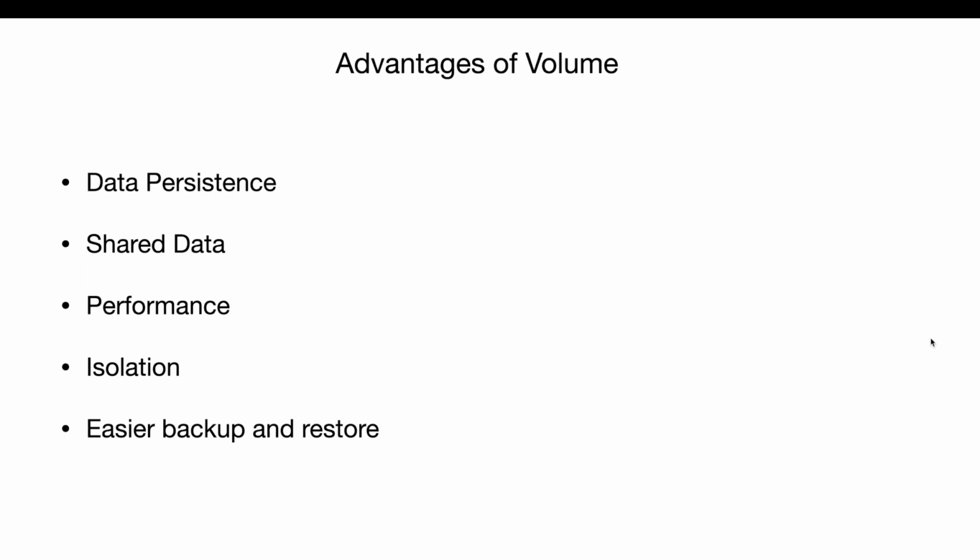Next is performance. Volumes are more efficient for storing and managing data, and they are typically faster and more suitable for production use cases. The next is isolation. Data stored in volumes is isolated from the container's file system, and this separation helps prevent accidental data loss when containers are removed and replaced, as we saw with an example. The next is easier backup and restore. Volumes make it easier to back up and restore data, as you can back up the volume independently of the containers. That's the importance.